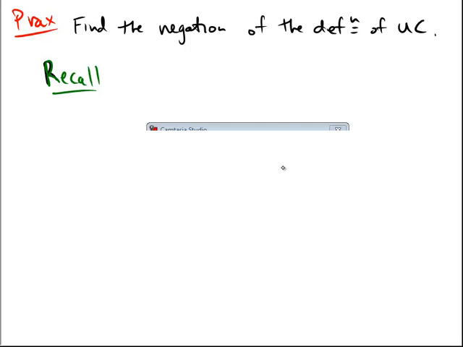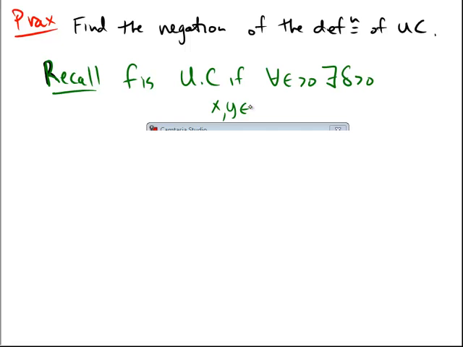Recall that the definition of uniform continuity is: f is uniformly continuous if for all epsilon greater than 0 there exists delta greater than 0 such that x, y are in D and the distance of x minus y less than delta together imply f of x minus f of y is less than epsilon.